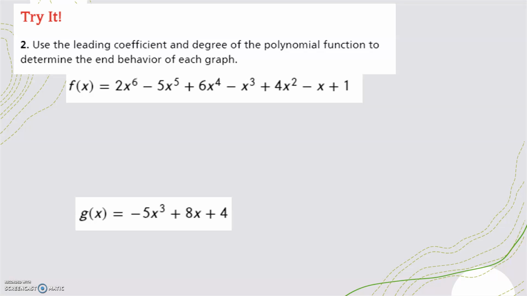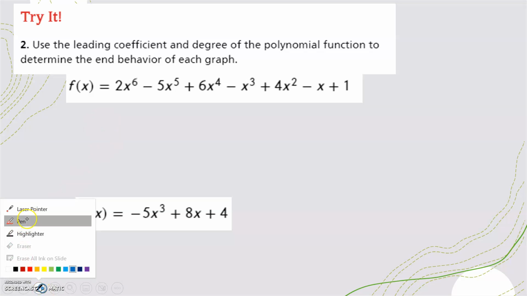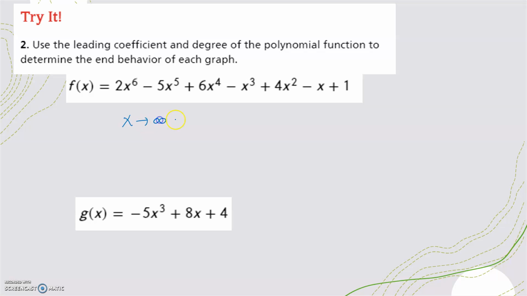So I'm going to give you a minute to try these. You're going to be answering the question, as x goes to infinity, what happens to y? And as x goes to negative infinity, what happens to y? So you're answering those two questions for both of these graphs. You should pause here and try to answer those questions before you watch the video.